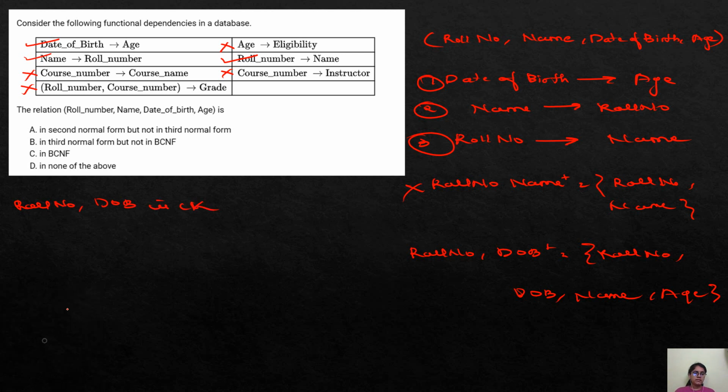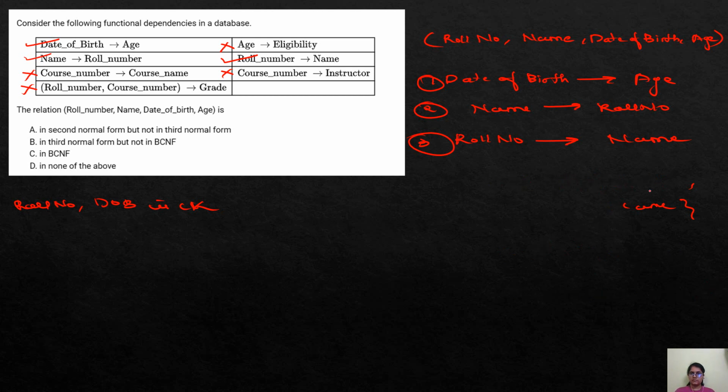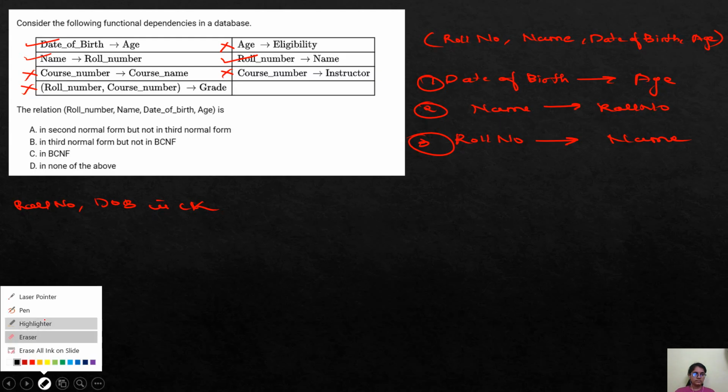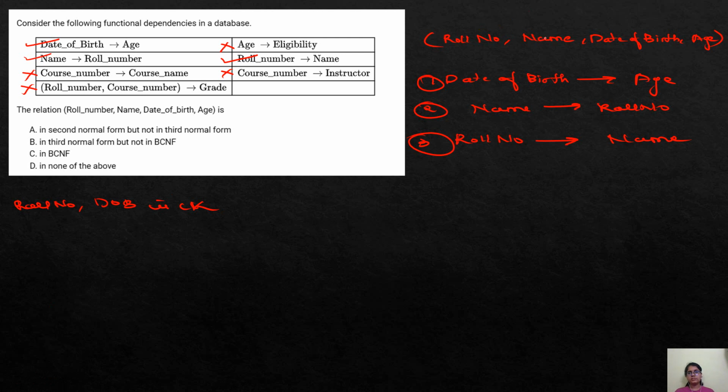Okay, let's check other CKs also. Let's make the combinations and check for them also. Roll number, name we checked, we didn't get anything. Roll number, date of birth we checked, so we got a CK. Now roll number, age we will check. It gives roll number, name, and from age can we derive anything? No, we can't derive anything. So that's why this is also not a CK.